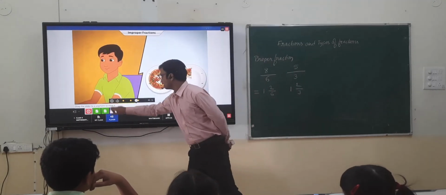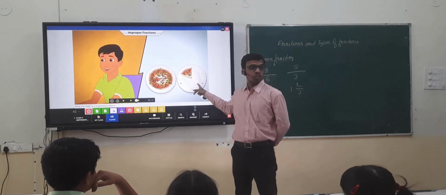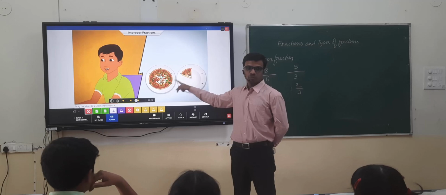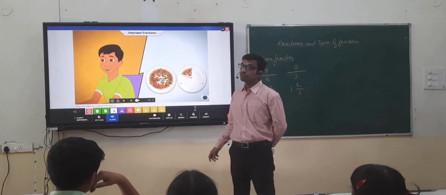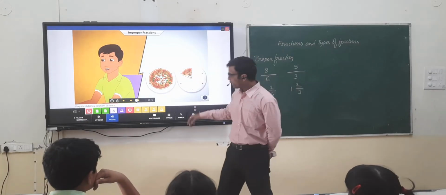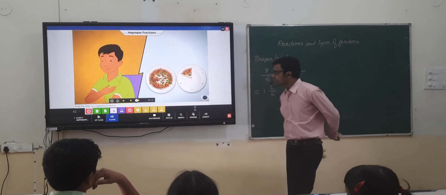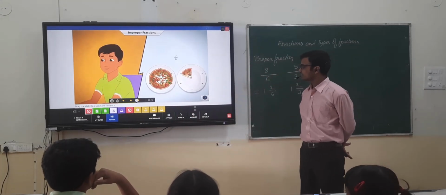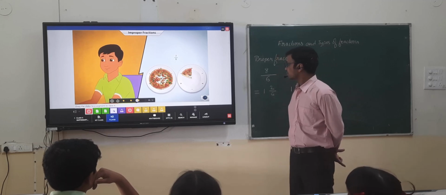As you come to know, here is one whole. Here it is what? Proper fraction combination. If we add all the parts, in total how many parts did it become? 7. Out of how many? 6. 7 by 6. So that is what? Improper. 7 slices of pizza now. As each pizza was divided into 6 equal parts, I have 7 such parts.